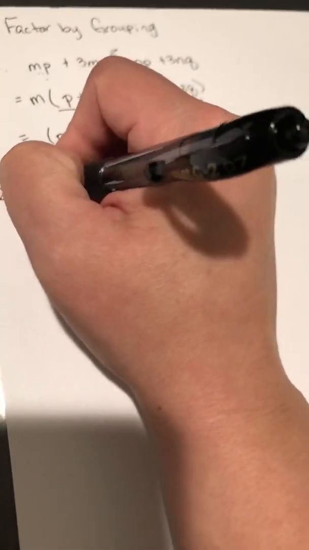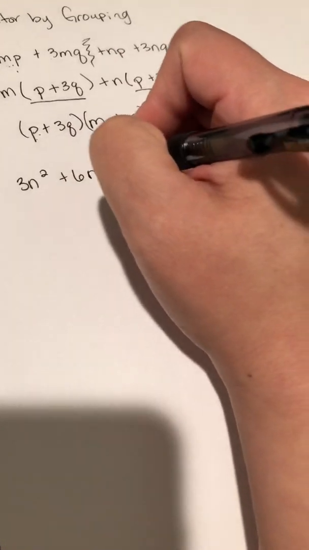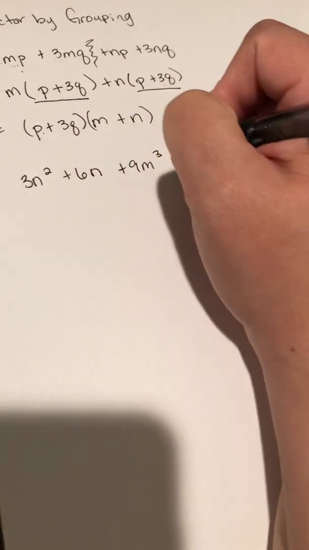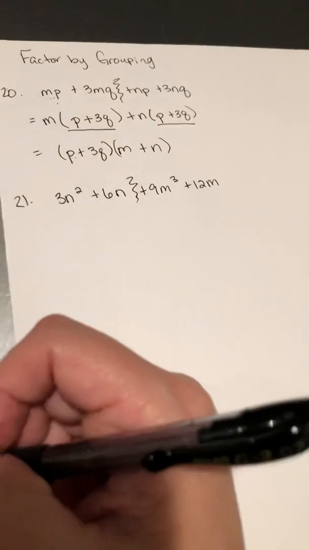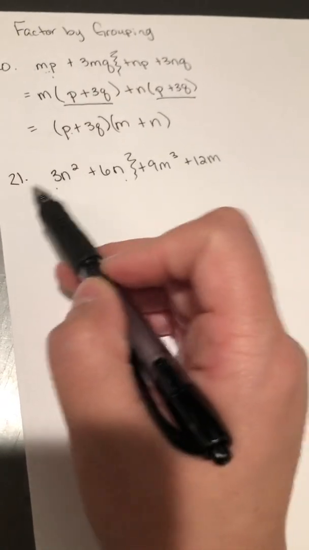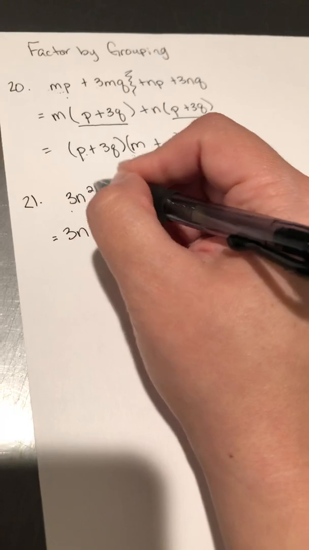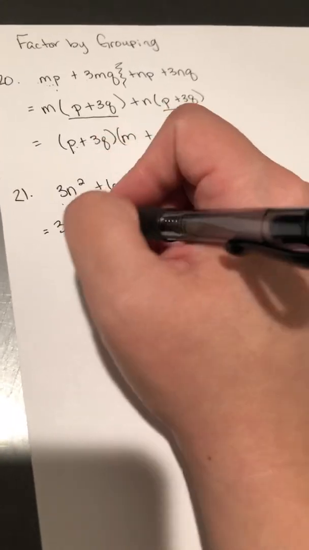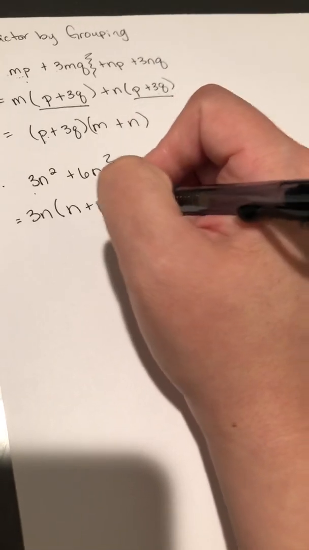We have 3N squared plus 6N plus 9M cubed plus 12M. Okay, so again, I'm going to group them, so I'm going to split it down the middle. Out of the first two, 3N squared plus 6N, I can factor out a 3N. If I've taken a 3N out of 3N squared, I'm left with an N. And if I've taken a 3N out of 6N, I'm left with a 2.